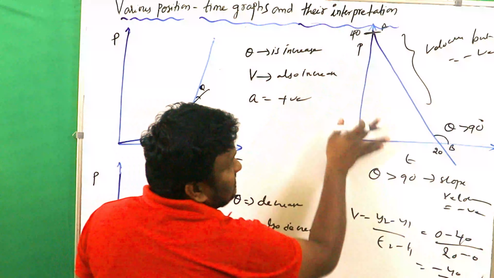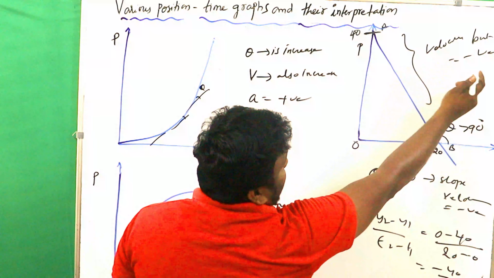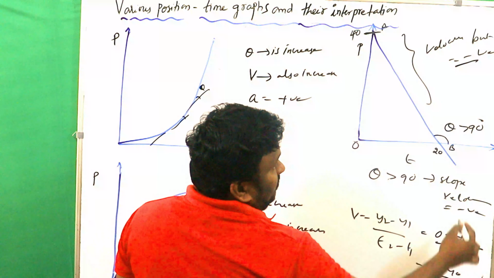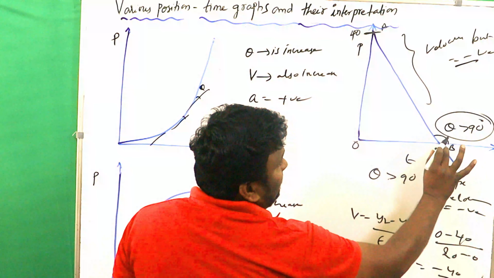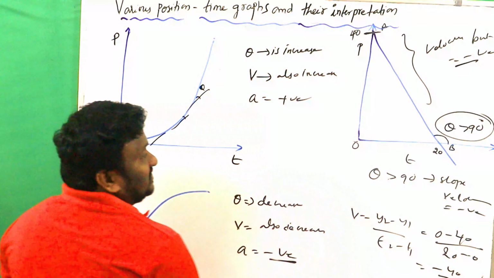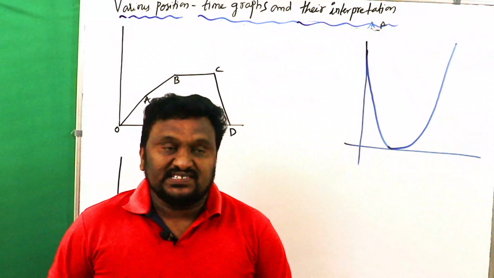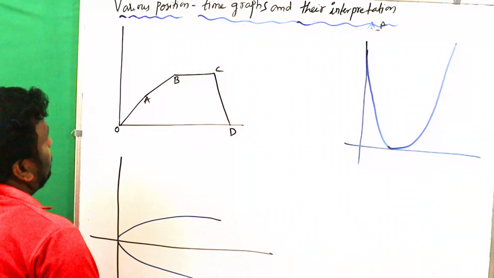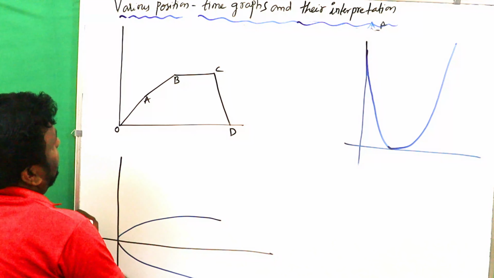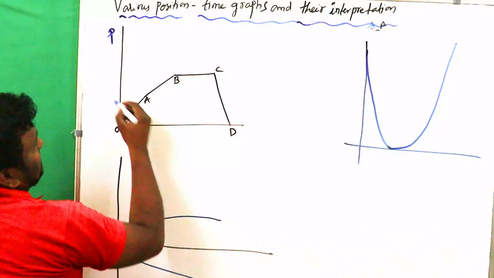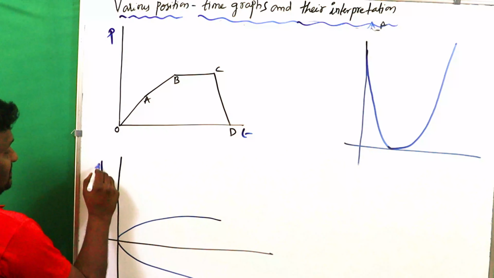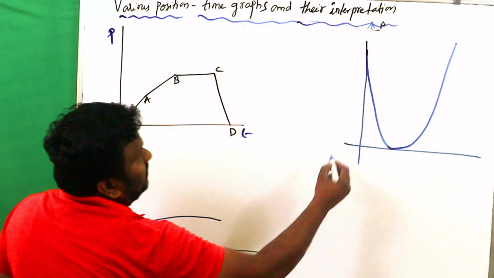That's why in this case velocity may be constant, but its value is negative. To remember that, simply: when the slope is more than 90 degrees, the velocity is negative. Let's see some other graphs. Here again we take the same thing: position on the y-axis, time on the x-axis, position and time again.